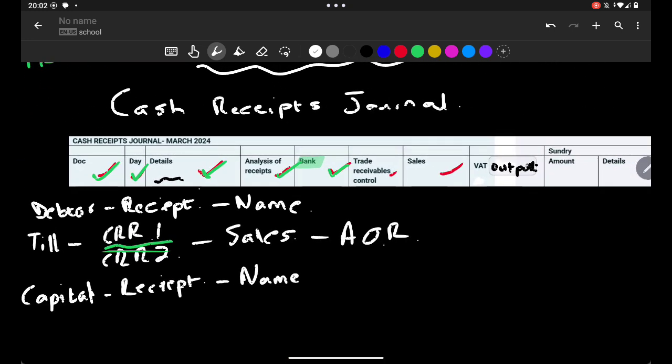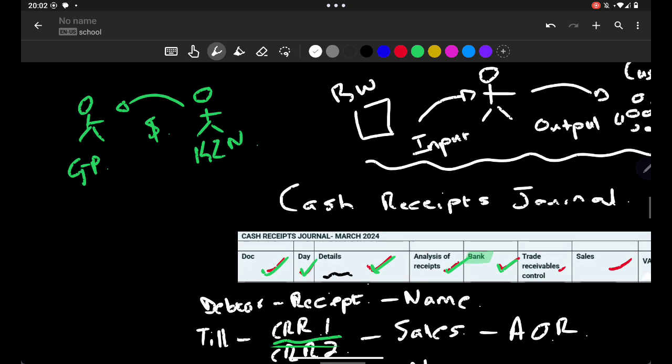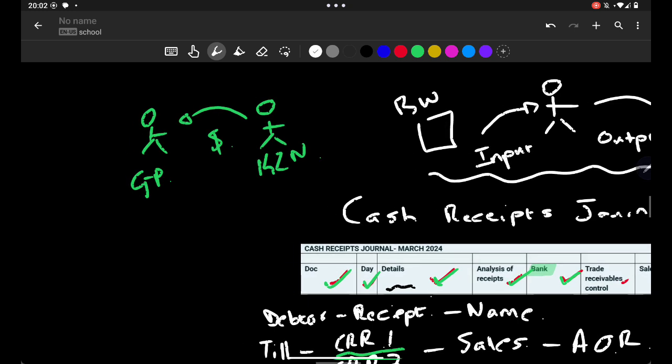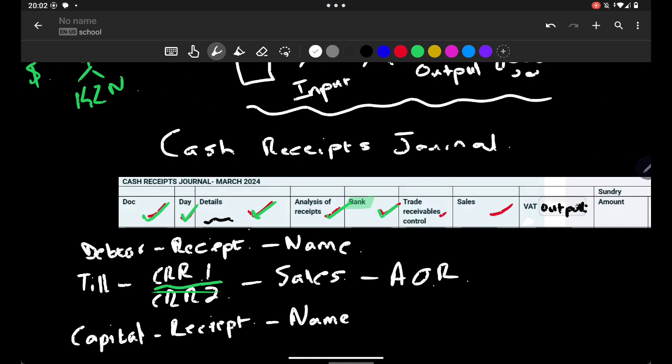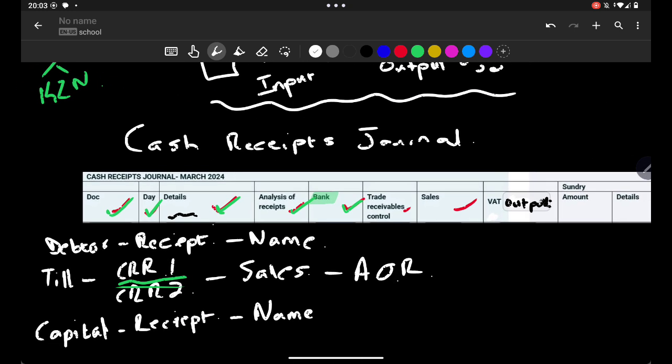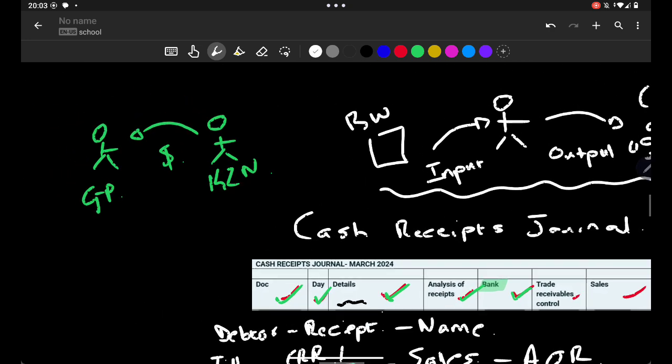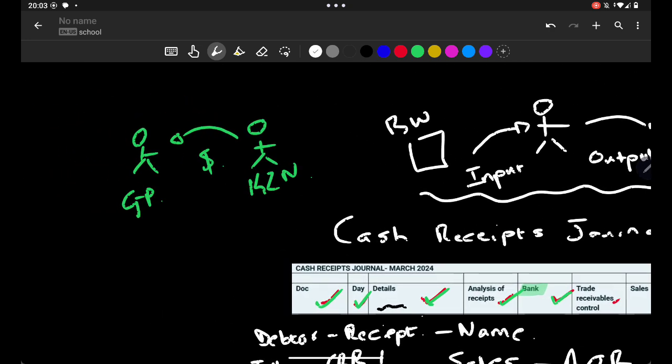So just in a nutshell, what I was trying to say is that the bank account is very important, and everything happens here. So going back to my example, remember now we also have VAT, which we must accommodate and understand. When someone pays me from KZN, the money that comes into my bank account is the full amount, right?